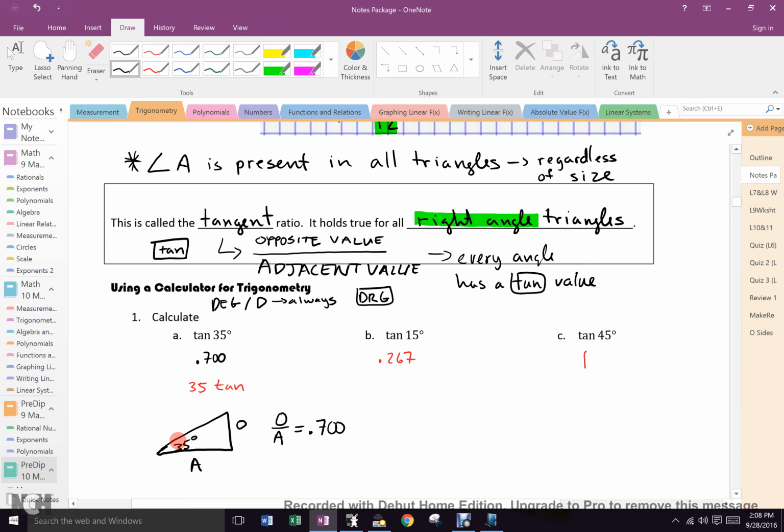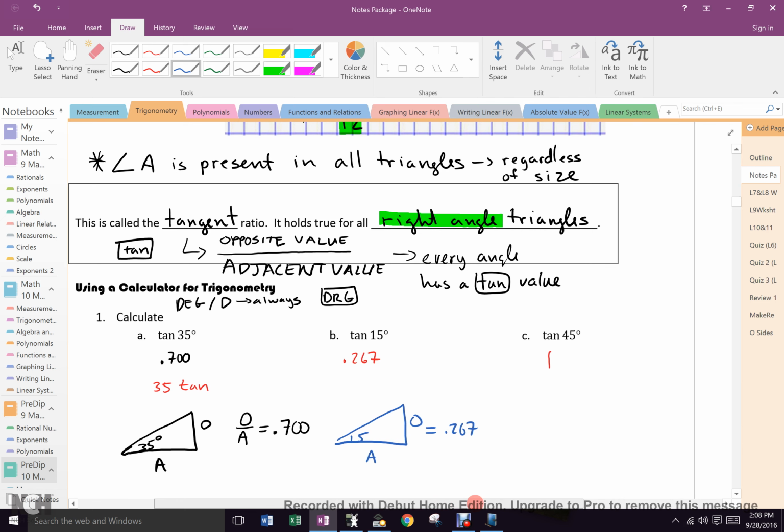Because for every 35 degree angle, no matter how big the triangle is, when you divide the opposite by the adjacent, you are always going to get 0.700. That's how your calculator knows it. Is everyone cool? All right. So what does it mean for B? If it's 15, then O divided by A is going to equal 0.267. It doesn't matter the size of the triangle. Whatever that measurement is, divided by that, if it's 15 degrees, is going to be 0.267.